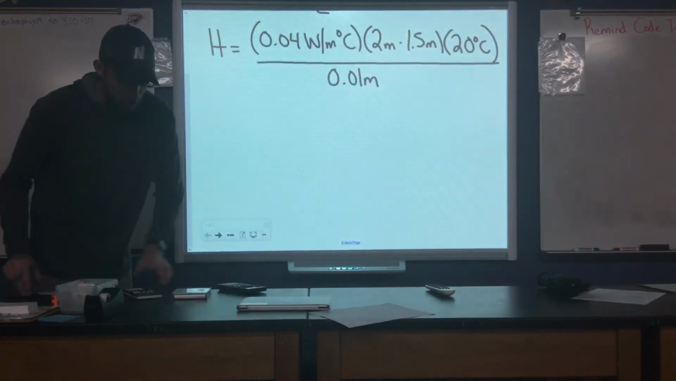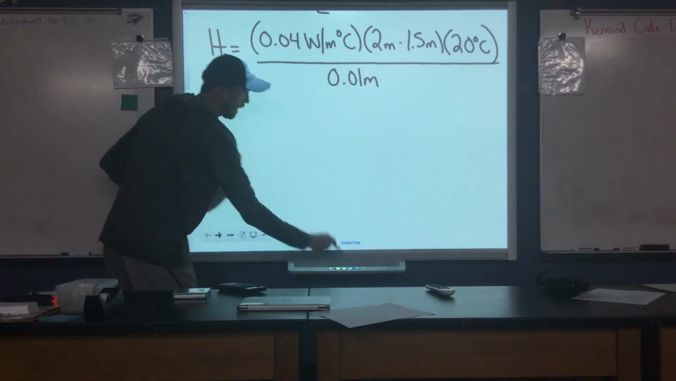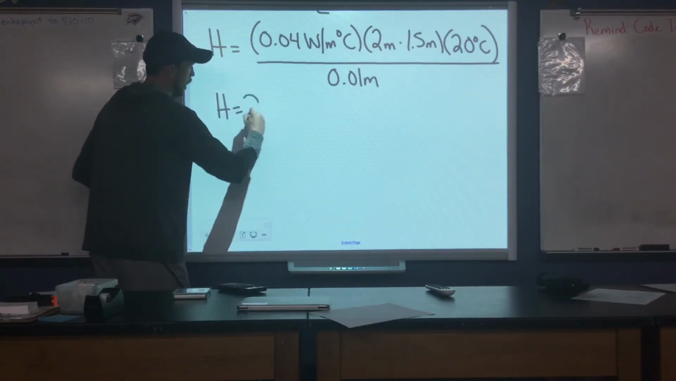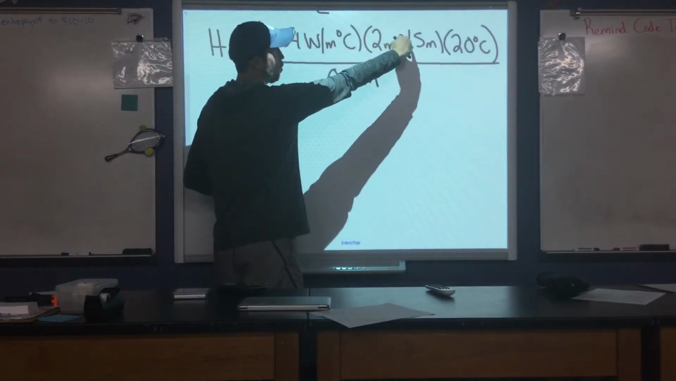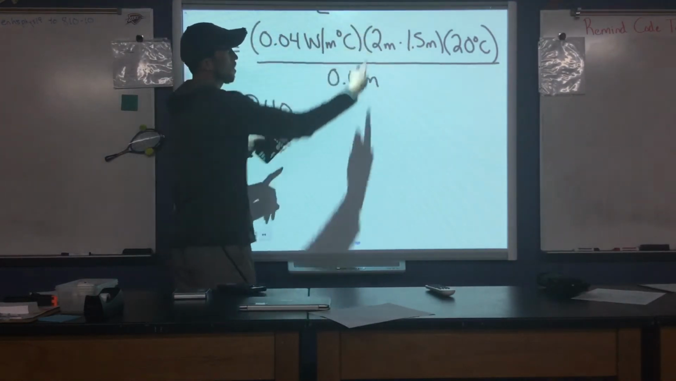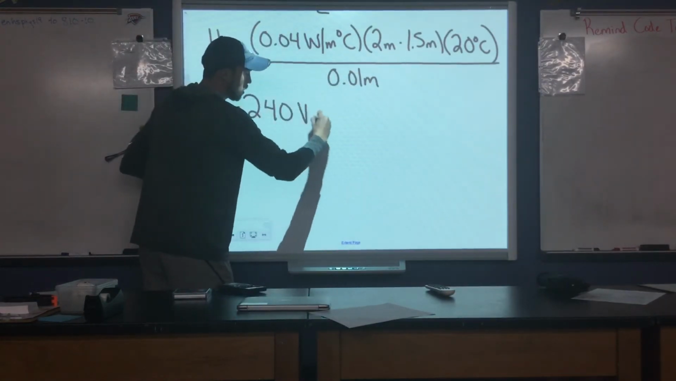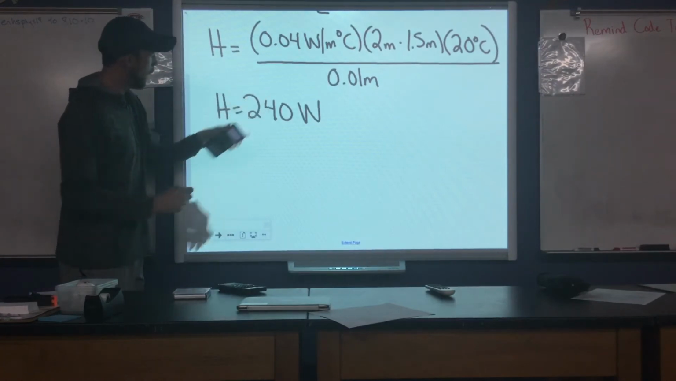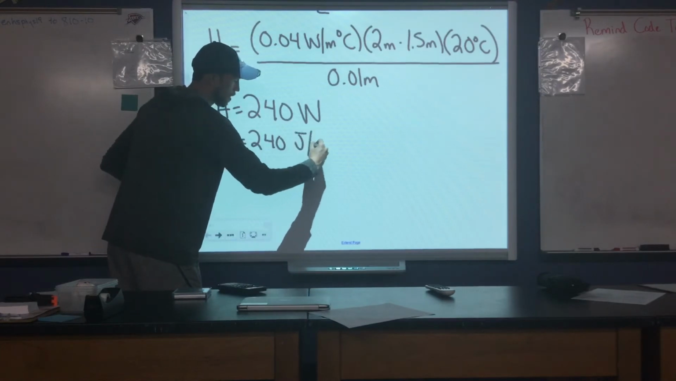So let's see if we can use our equation to find what we're looking for. Thermal conductivity of 0.04 multiplied by 2 multiplied by 1.5 multiplied by 20 divided by 0.01, and we get a heat transfer rate of 240. So we have the watts, meters in the denominator, 2 meters, so meters squared, degrees Celsius, that would cancel out, divided by meters again. Really, all in all, we're going to get all of the units here to cancel out except for watts, and a watt can also be written as a joule per second.